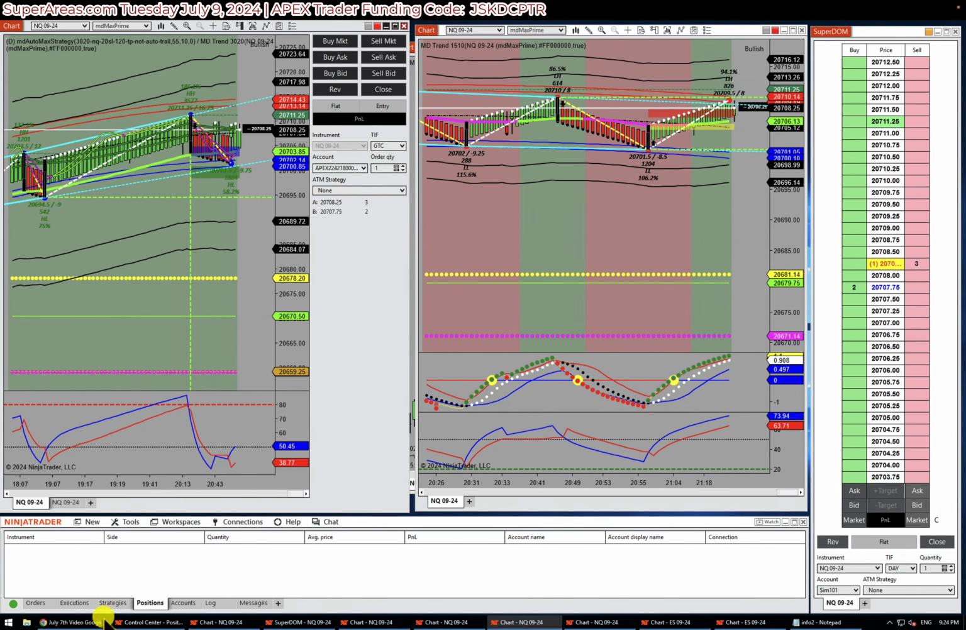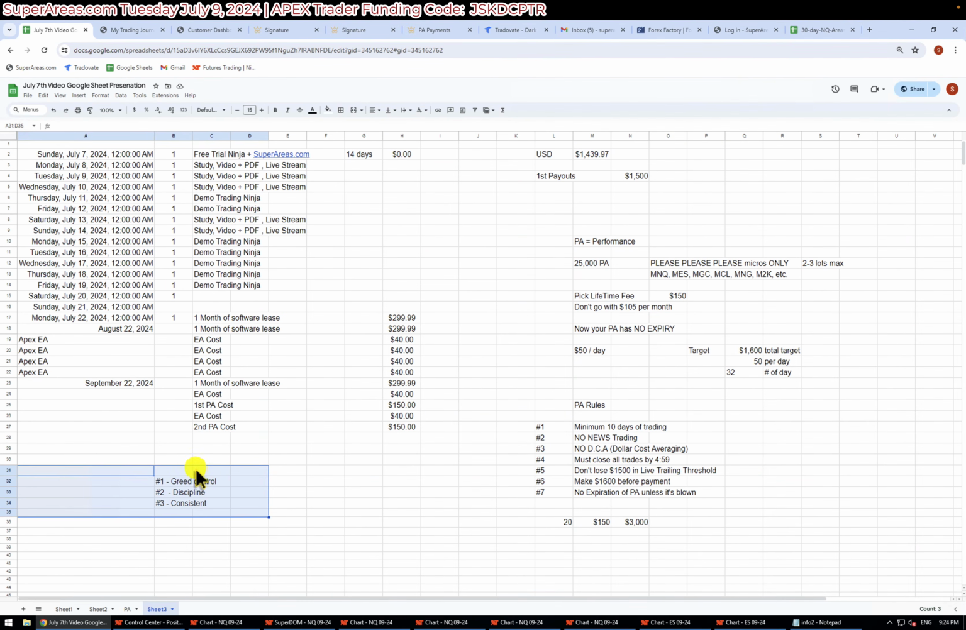I keep going on and on about this, but the idea is, even with the greatest software in the world, it comes down to greed control, discipline, and consistency. If you don't have that, you're just going to end up saying, hey, trading is not for everybody. Anybody who goes into trading thinking it's gambling ends up not blaming themselves or their lack of greed control.